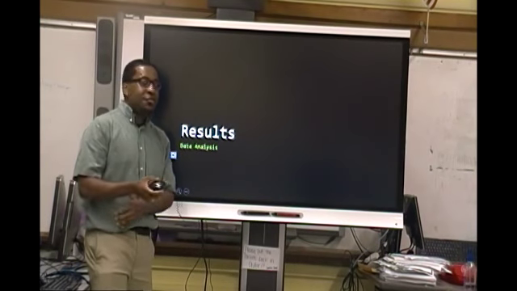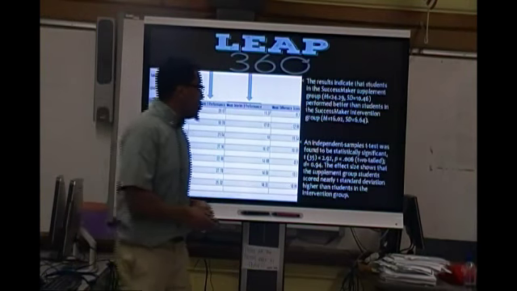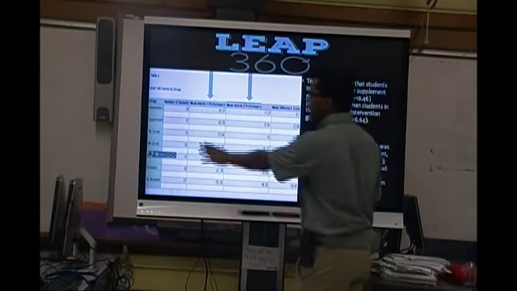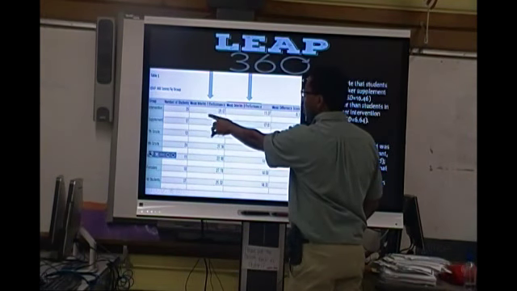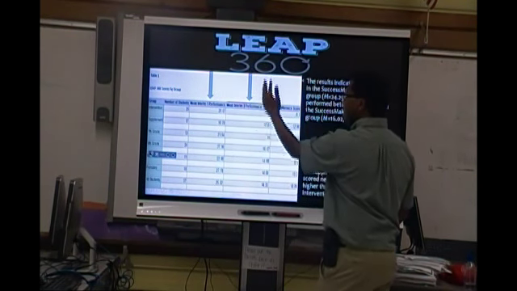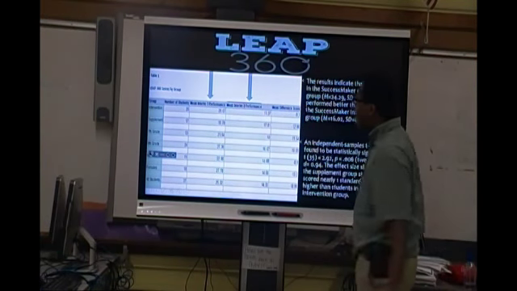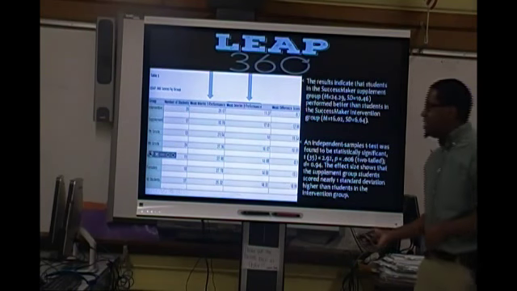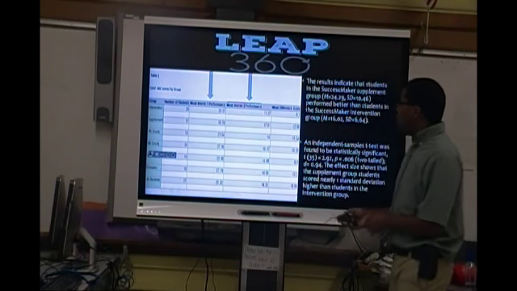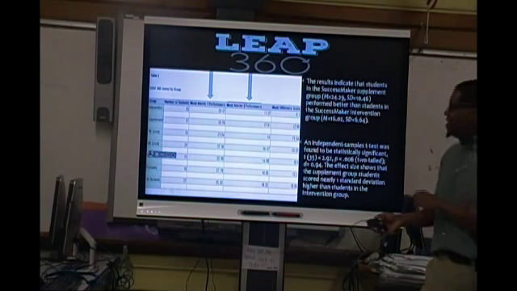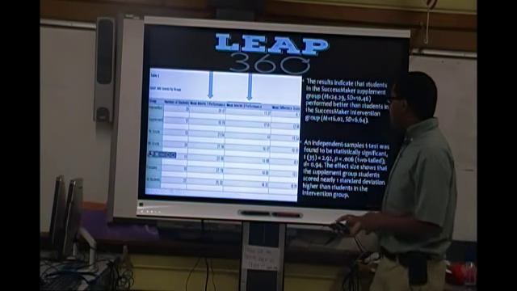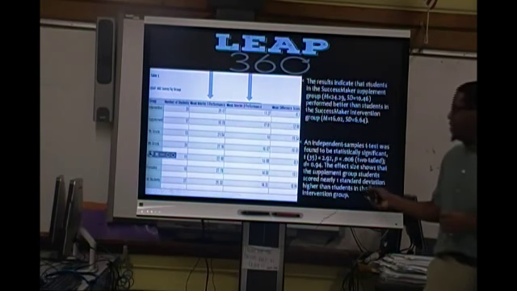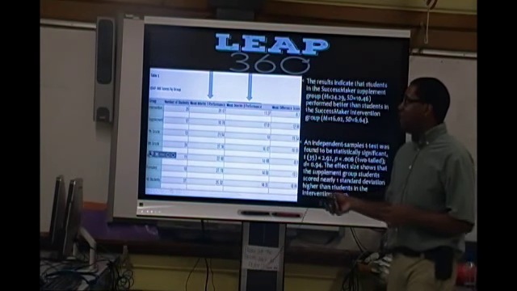So let's look at the data analysis for the results. Starting off with Leap360, we see the chart right here. I broke it down by group, and you can see how many students were in each group, what was their mean performance on the first assessment, the second assessment, and what was the mean performance overall for the different scores. And the results indicated that the students in the SuccessMaker supplement group performed better than the students in the intervention group by nearly 8 points. And an independent sample t-test was found to be statistically significant, showing that the supplement group outperformed the intervention group.